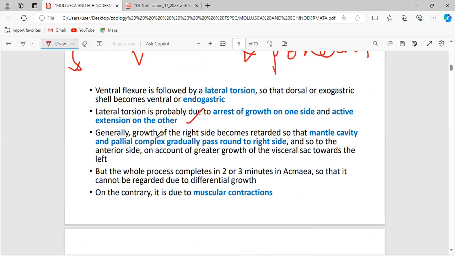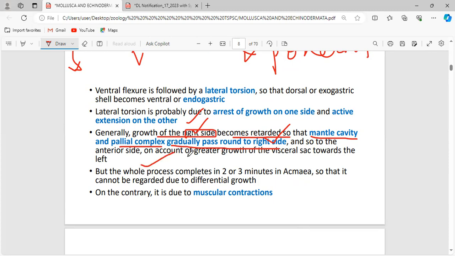Generally, the growth of the right side becomes retarded so that the mantle cavity and the pallial complex gradually pass around to the right side, where the shell is present, where all those important structures will be easily protected if the shell is present there. These are all protection mechanisms. Why torsion is occurring and why the mantle cavity moves towards the right side, everything is for protection.